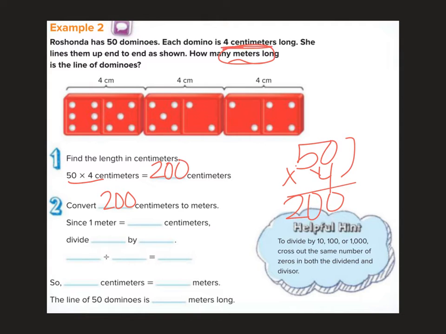That's tricky. They gave us information in centimeters and then they want our answer in meters. Since 1 meter is 100 centimeters, we need to divide 200 by 100. So 200 divided by 100 equals 2. So 200 centimeters equals 2 meters. So the line of 50 dominoes is 2 meters long.